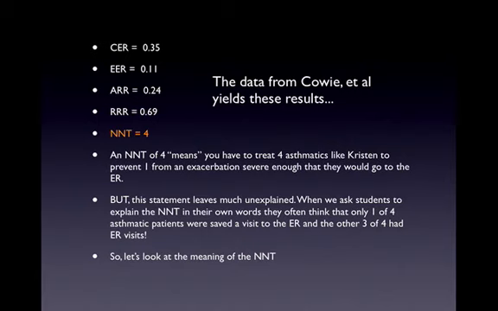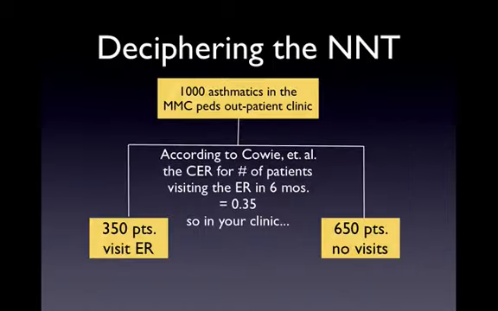An NNT of 4, as we've been telling you, means you have to treat 4 asthmatics like Kristen to prevent one from having an exacerbation severe enough that they have to go to the emergency room. But this statement leaves a lot unexplained. When we ask students to explain the NNT in their own words, they often think that only 1 of 4 asthmatic patients were saved a visit to the ER, and the other 3 of 4 had ER visits. That's not right. So let's look at the meaning of the NNT in a different way.